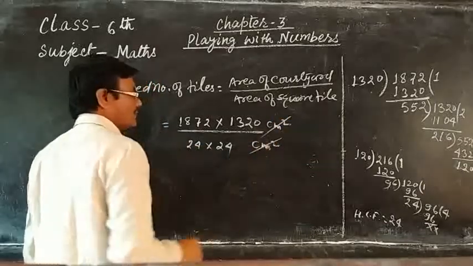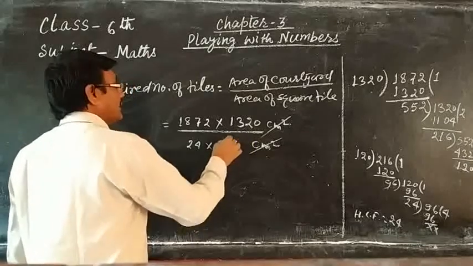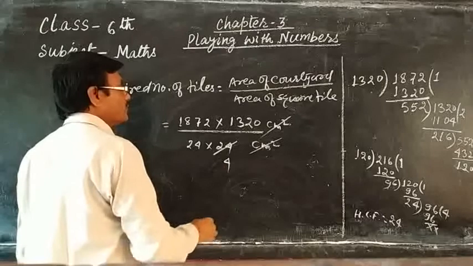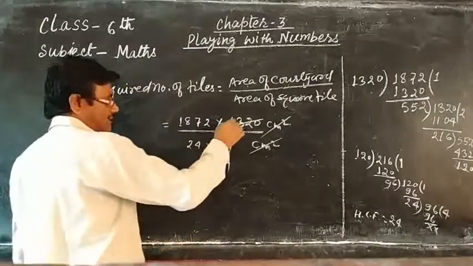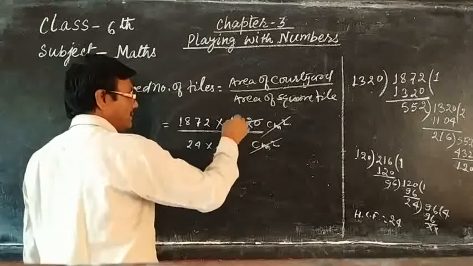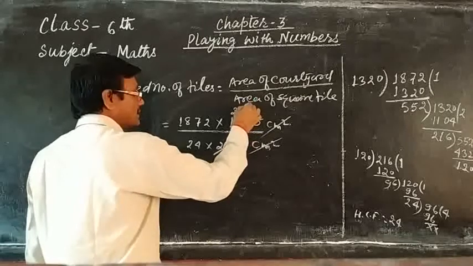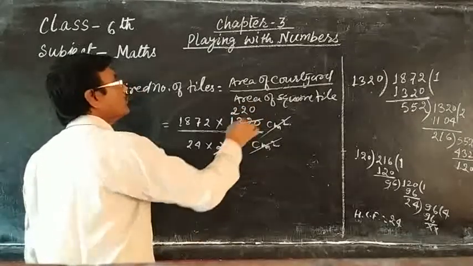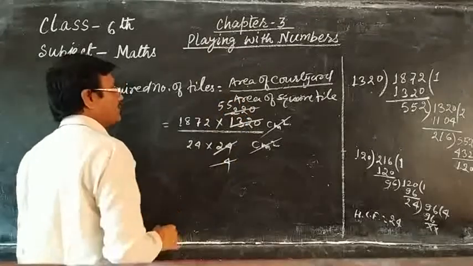Now both will be cancelled and divide by 6. So 6 4s are 24, and choose any one. Just I am taking 1320 and dividing by 6. 6 2s are 12, carry 1 becomes 12. 6 2s are 12, 0. Again 4 divides this one, 55 times.